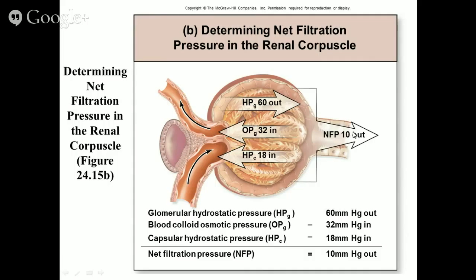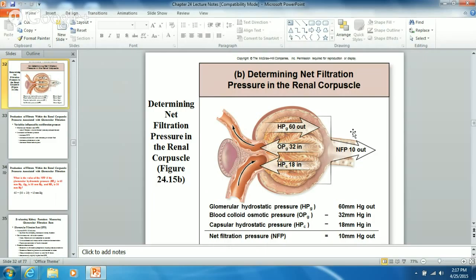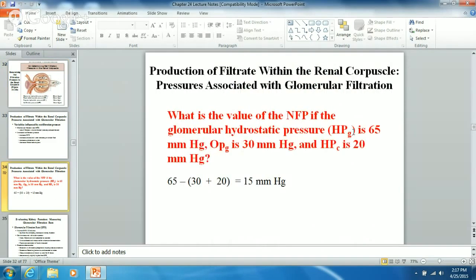Speaking of which, if we move a little further along, let's see if I can find what I'm looking for.